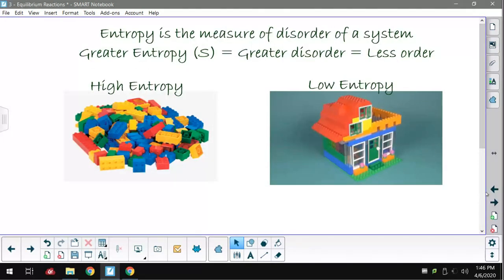So the next term they're going to talk about is entropy. And entropy is the measure of disorder in a system. Greater entropy means greater disorder or less order. So here's an example of a visualization. Over here we have a pile of Legos, and over here we have Legos all made into a nice house. This has high entropy. This side is low entropy. High entropy is great disorder. Low entropy is less disorder.